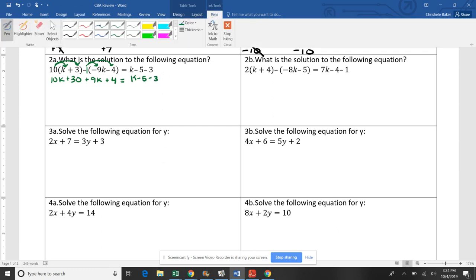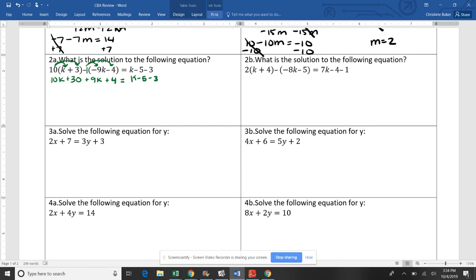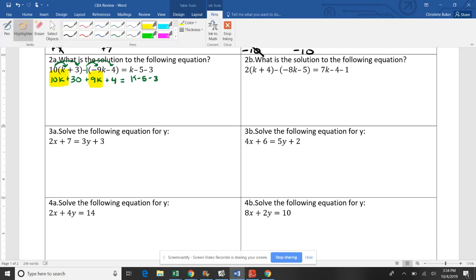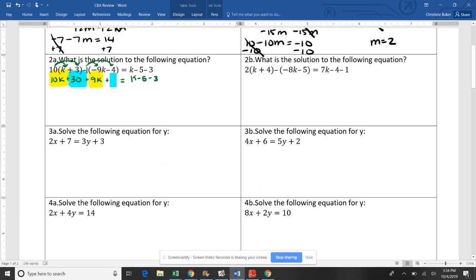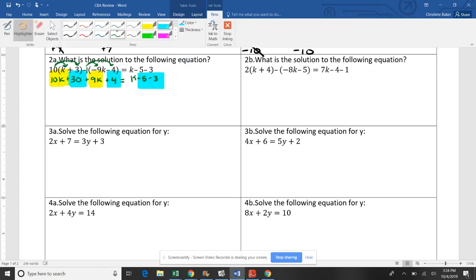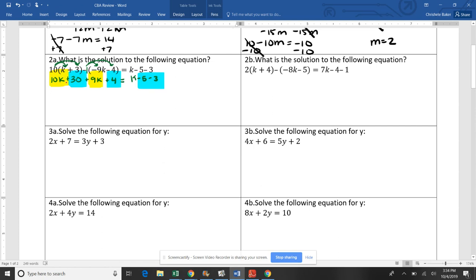In the next step, I'm going to combine my like terms. So I have terms that have k, and then I have terms that are constants. And then I also have terms that are constants over here. So 10k plus 9k is 19k. 30 plus 4 is 34. Nothing to combine that k with. And I have negative 5 minus 3 is negative 8.